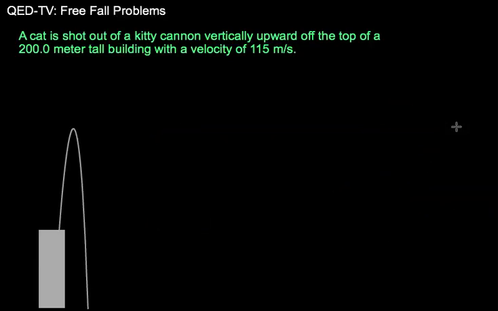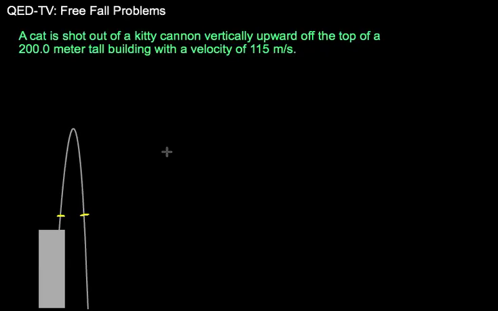Let's figure out at what times the cat will be 40 meters above the building. Remember, we already figured out this is 674 meters tall, so 40 meters is not going to be very high. There are 2 times that we're going to be 40 meters above the building. On the way up, we're going to pass a place that's 40 meters above the building, and then on the way down, we're going to pass another place where we're 40 meters above the building. So there are 2 locations, and I want to know what those times will be.